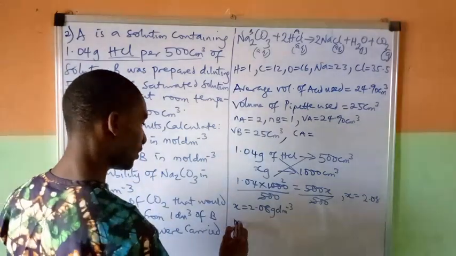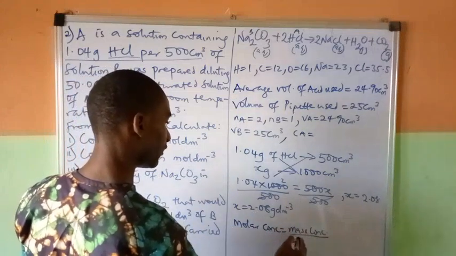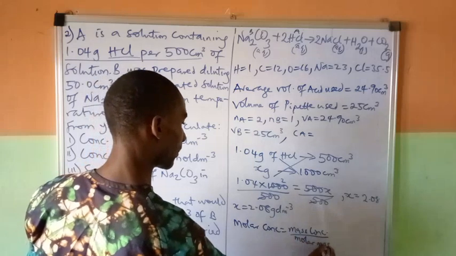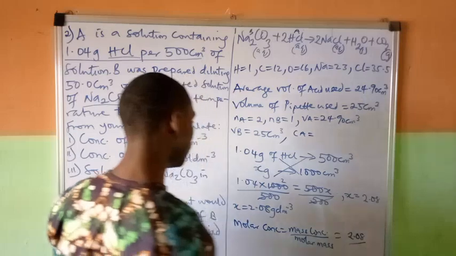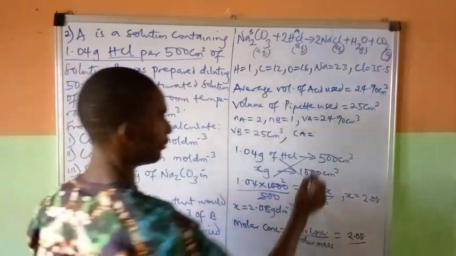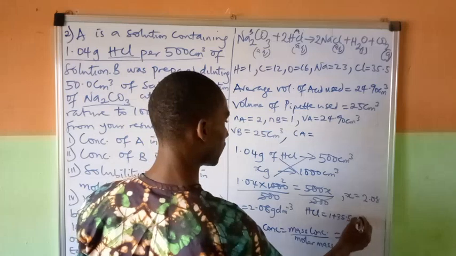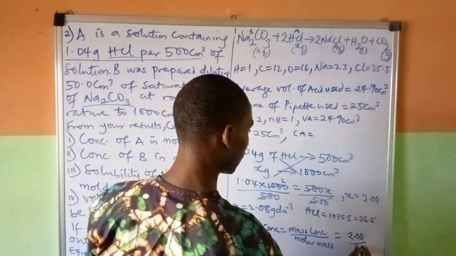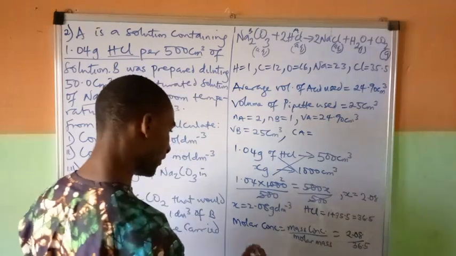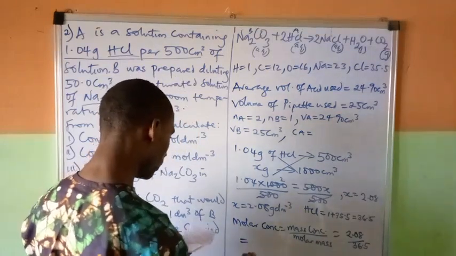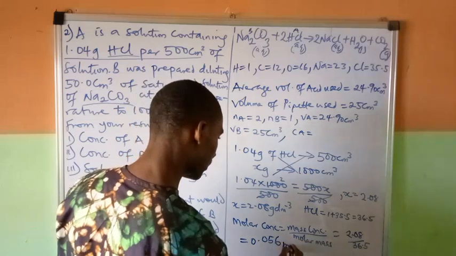Equation 3 says molar concentration equals mass concentration over molar mass. The mass concentration I've calculated is 2.08, and I will divide it by the molar mass. What is the molar mass of HCl? Hydrogen is 1, chlorine is 35.5, so that will be 36.5. If you divide 2.08 by 36.5, the molar concentration is going to be 0.056 mole per dm3.